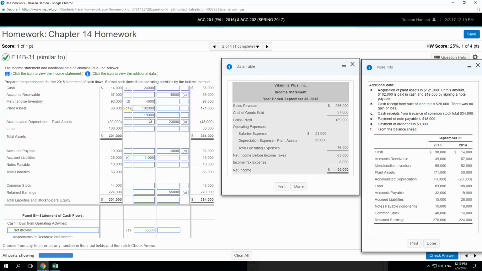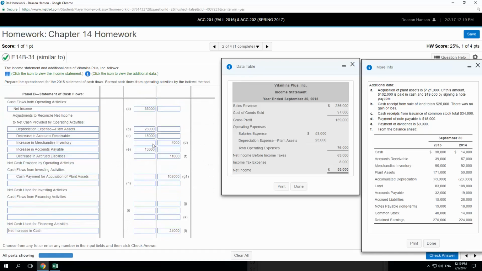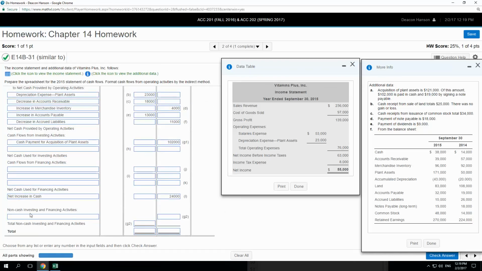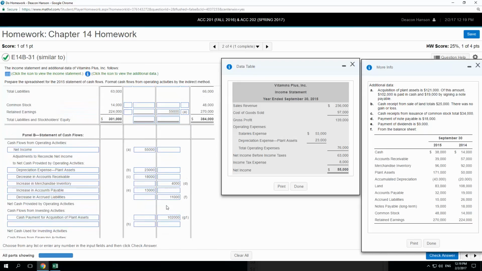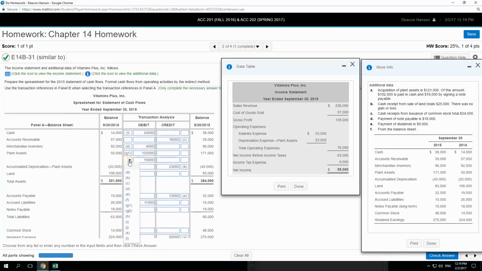Okay. Now the 19 is not a cash flow, so we report that separately. We report it in the footnotes to the cash flow statement, and we show it as a non-cash investing and financing activity. We'll label that the acquisition of plant assets by issuing a note payable. So that's the G2. We might as well tie that 19 to G2 here.